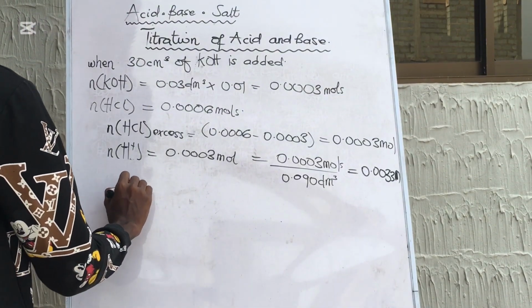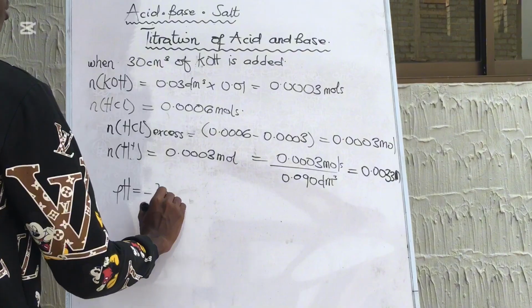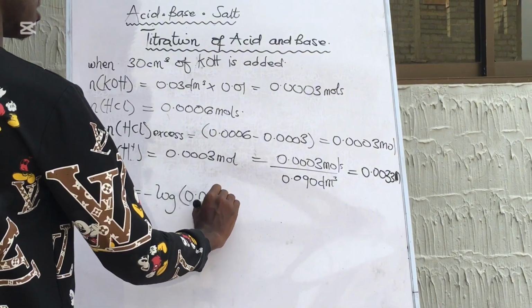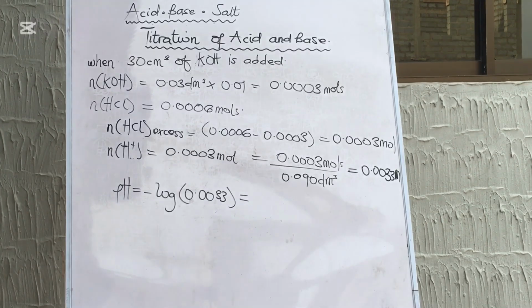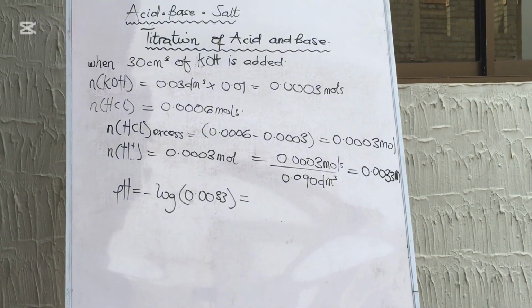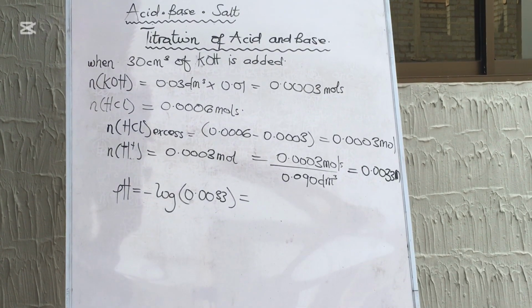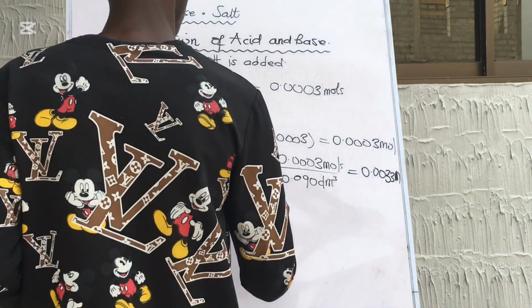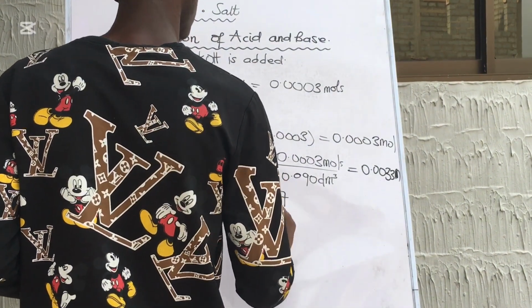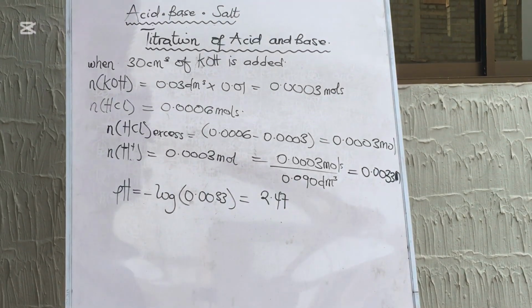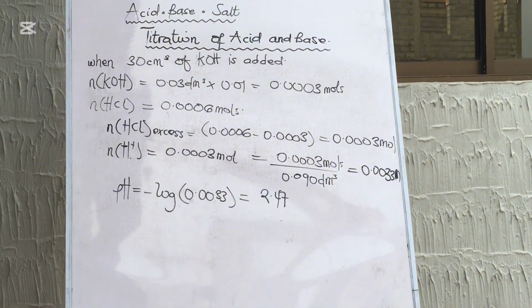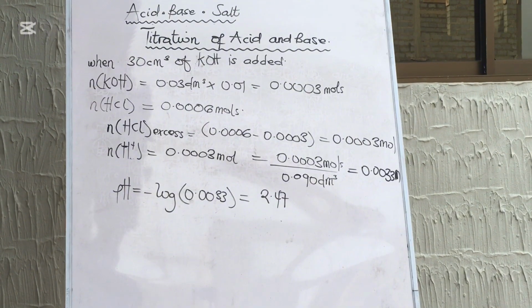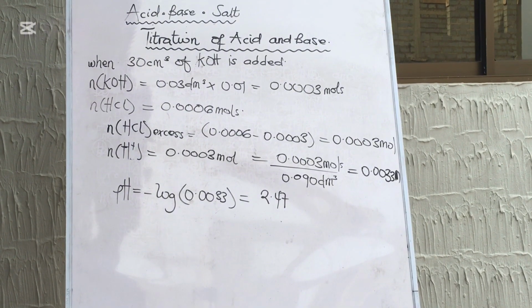Then our pH is equal to negative logarithm of 0.0033. And we expect our pH to rise. We don't expect the pH to still remain the same. So here, after our calculation, we are realizing that the pH is equal to 2.47. So you see that from 2, we've moved to 2.2 and now we are at 2.47. Let's try and do the last but one, which is when 60 centimeter cube of the KOH is added.